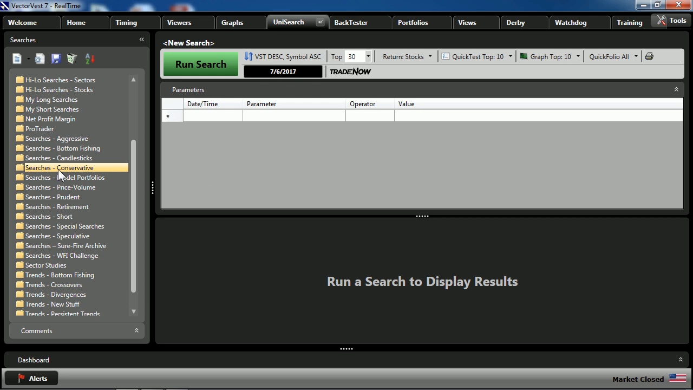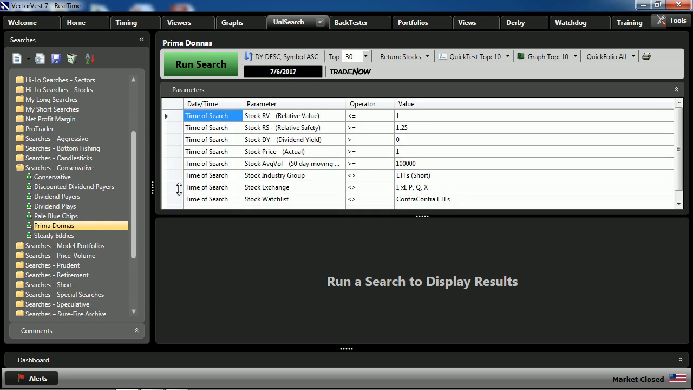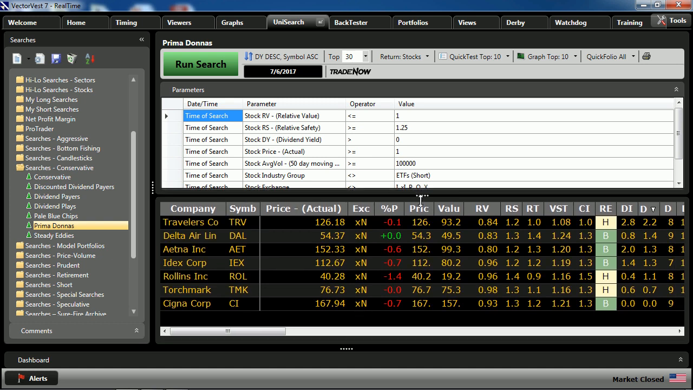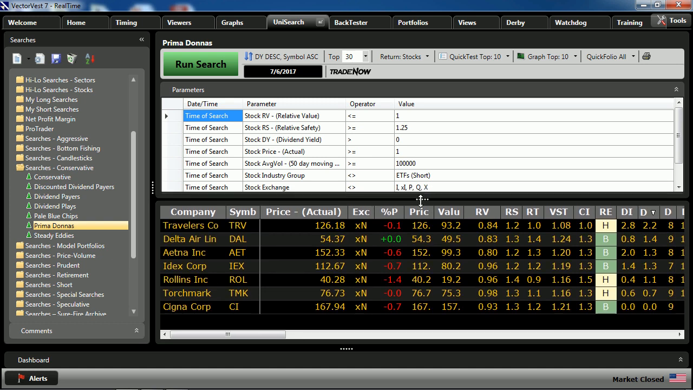And I'll start with the conservative folder. And I'm going to select prima donnas. If I run prima donnas as of July 6th of 2017, notice the top 2 search parameters. Right away, you know that all the stocks in this list have an RV less than 1 and an RS, in this case, greater than 1.25, and that's very good on a scale of 0 to 2. So again, if you're a conservative investor or managing a conservative portfolio, these are the types of stocks you want to favor.